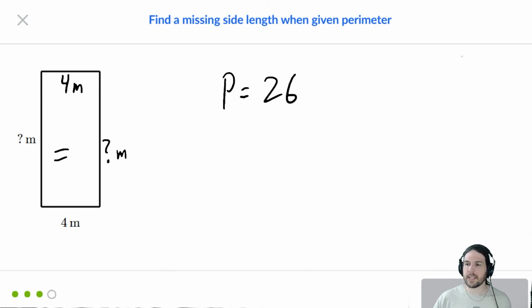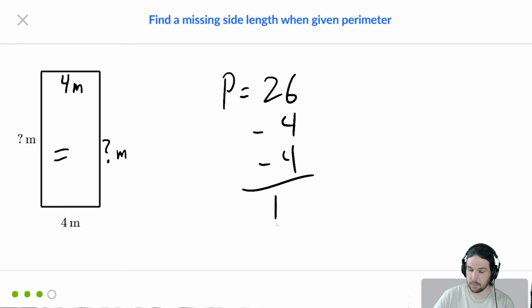So there are several ways that we can do this. There's a sort of algebra way where we say 26 equals 4 plus 4 plus question mark plus question mark. But no, we haven't really talked a lot about algebra or that sort of thing yet. I want to save that until later. Instead, we can recognize that we have the big number, right? We have the biggest number, the perimeter. So we are going to take away the two sides that we know. We know two of them are 4. 26 minus 4 is 22. Minus 4 is 18.